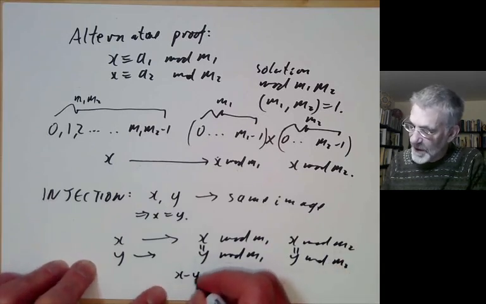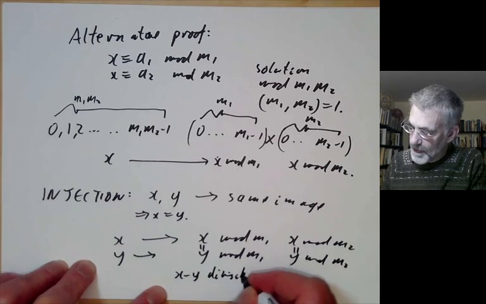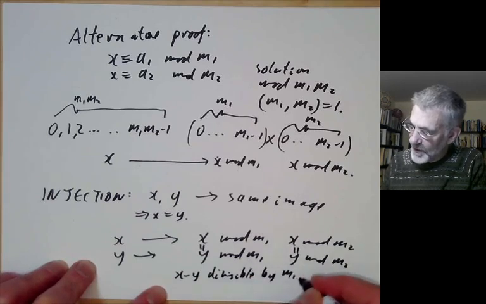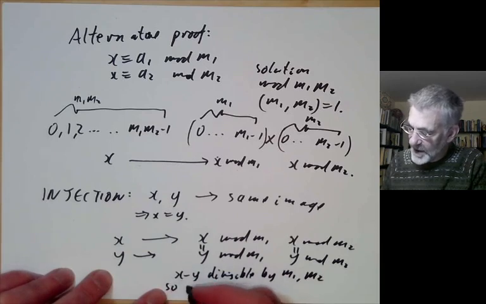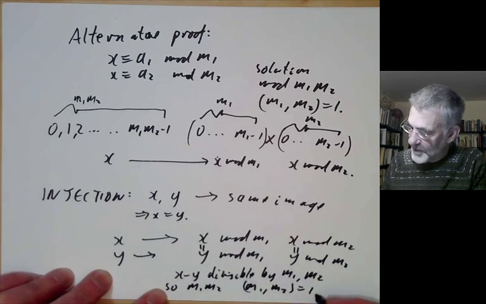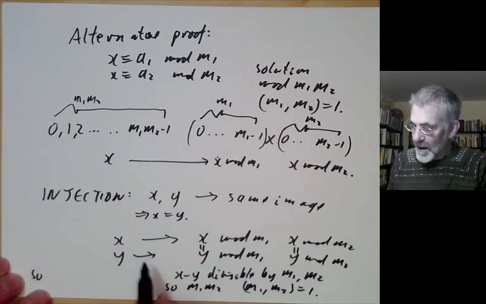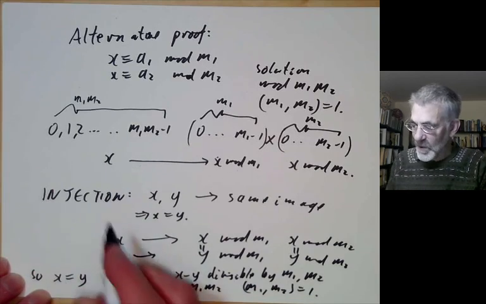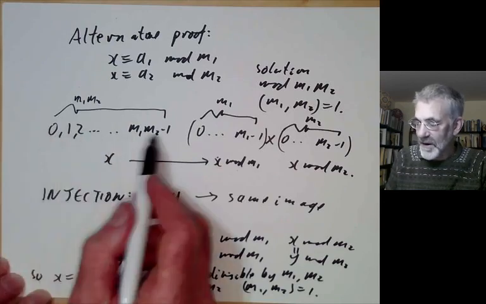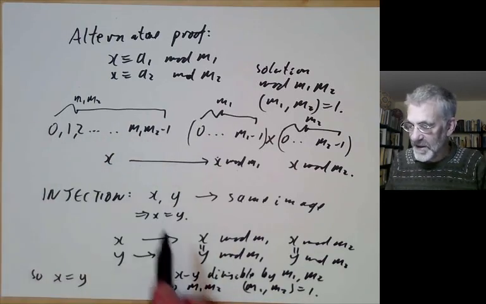So x minus y is divisible by m1 and m2, and since it's divisible by m1 and m2, it's also divisible by their product, because m1 and m2 are coprime. So x minus y is divisible by m1 m2, so x must be equal to y, because we're taking them both to be in this set of coset representatives.